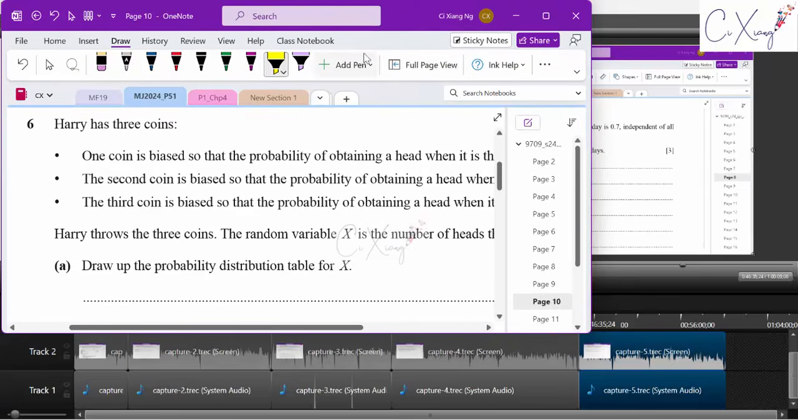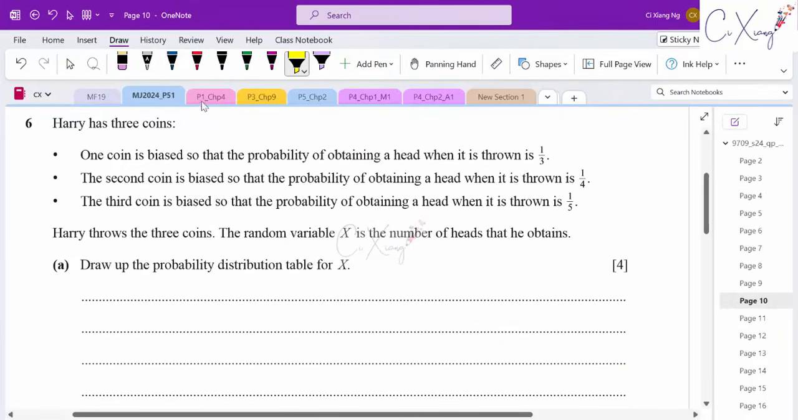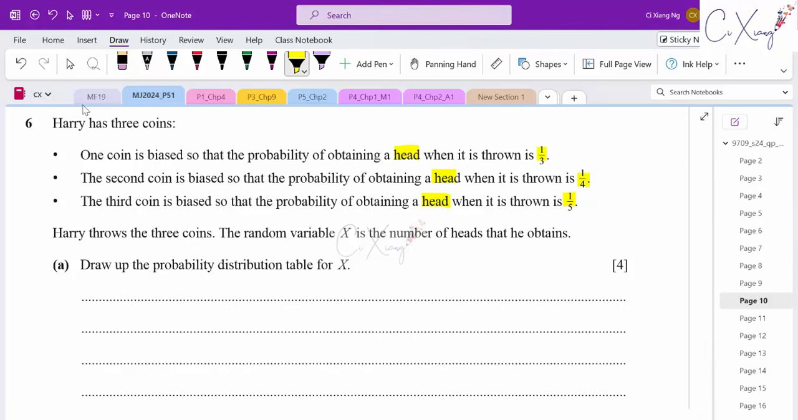Okay, so we are now at question number 6. For this question, Harry has 3 coins. Coin 1 is biased, so that the probability of obtaining a head is 1/3. Coin 2 is also biased, so the probability is 1/4 to get a head. The third coin is also biased, so to get a head the probability is 1/5. Harry throws the 3 coins. The random variable X is the number of heads that he obtains. So draw up a probability distribution for X.